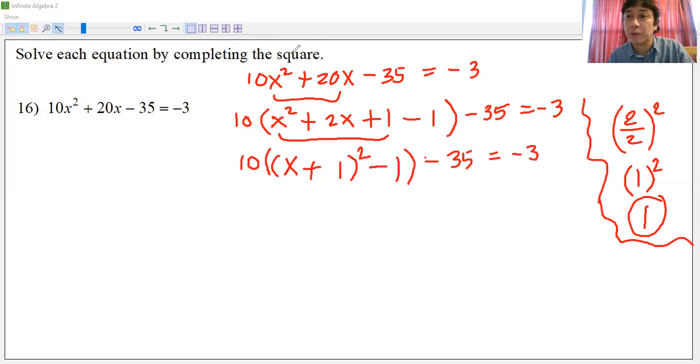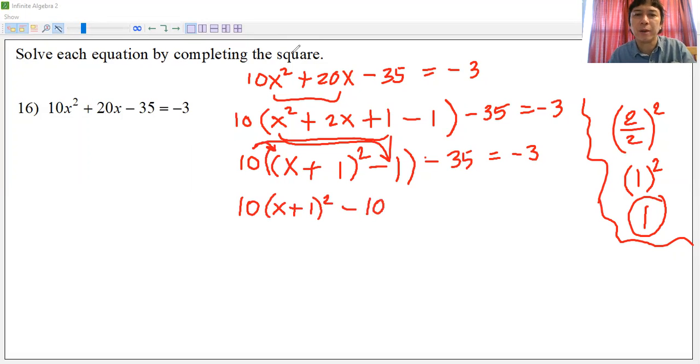Next thing to do is return the 10. Return the 10 by multiplication. So you will multiply it here and multiply it there. So this will become 10 times x plus 1 squared. 10 times negative 1 is negative 10.